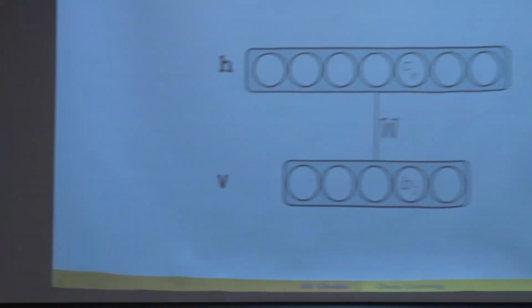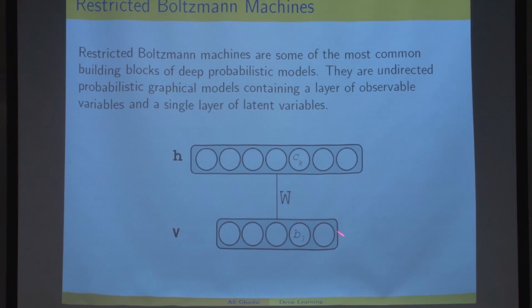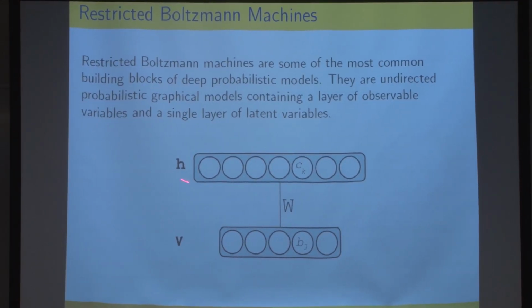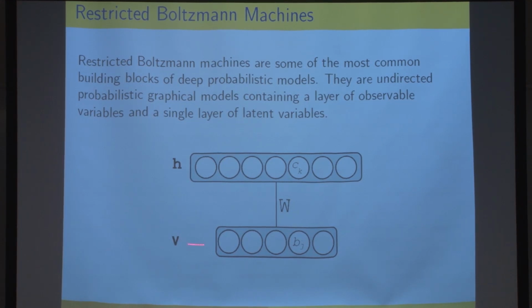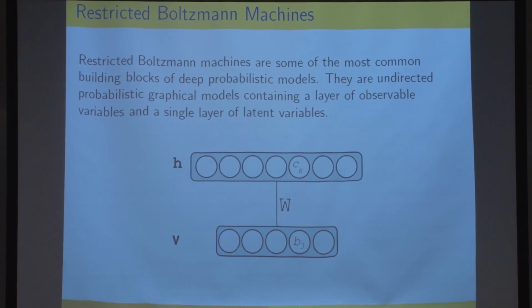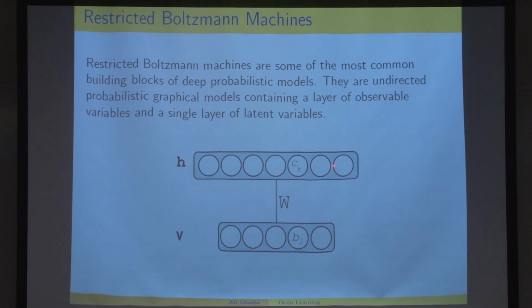It's an undirected graphical model. You have a visible layer and you have a hidden layer. So basically the idea is that given this visible layer, given the input, I would like to have a representation of the data in a different space. So you give me data in five-dimensional space, and I would like to have a representation of the same data in seven-dimensional space.